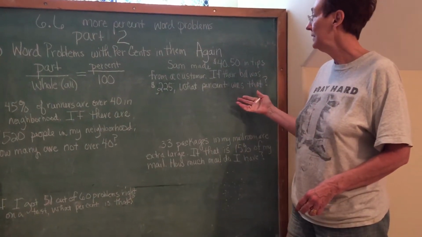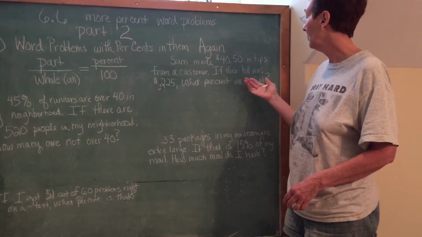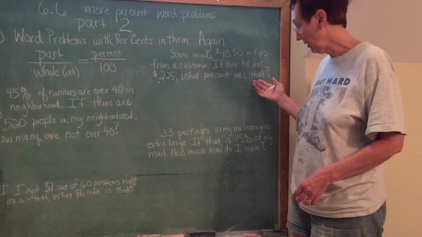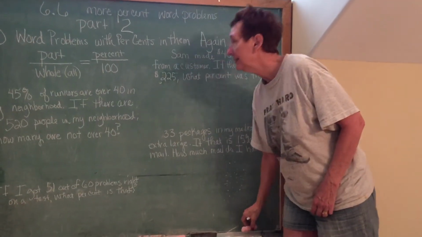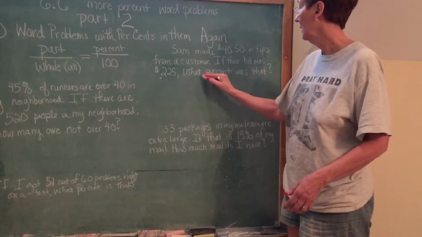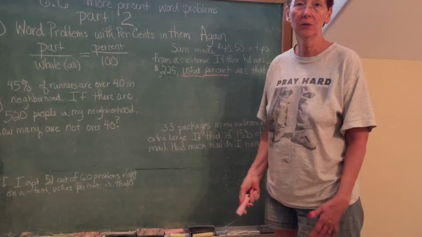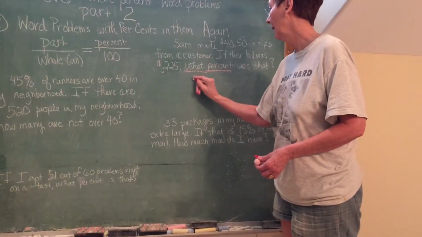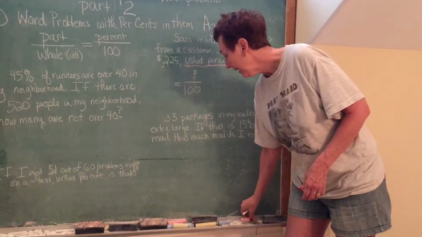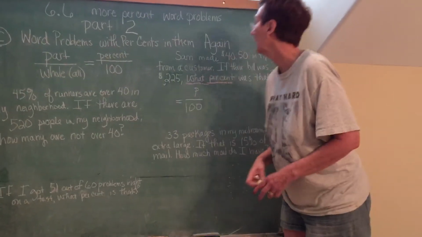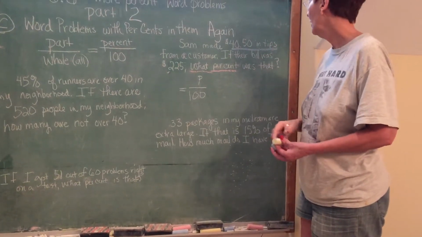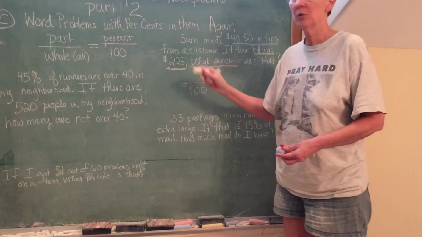Sam made $40.50 in tips from a customer. If their bill was $225, I want to know what percent Sam made. So I need to identify those three things. First of all, the easiest thing to find is the percent. Well, I don't know it, so my percent is going to go over 100. Now, between the other two things, I know he made $40.50 in tips, and I know that their bill was $225.